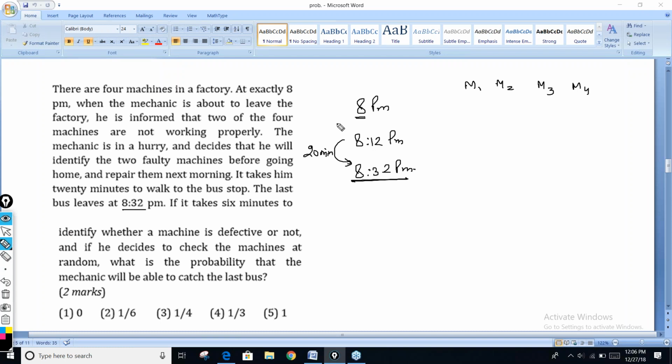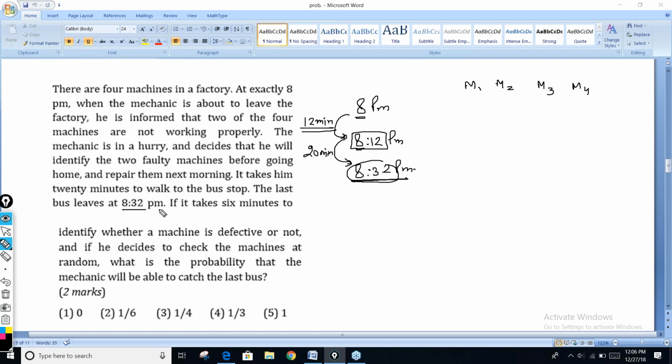So right now it is 8. He needs to leave the factory at 8:12. So how much time does he have? He has only 12 minutes. If it takes 6 minutes to identify whether a machine is defective or not, and if he decides to check the machines at random, what is the probability that the mechanic will be able to catch the last bus? So if he is to catch the last bus, he should leave at max at 8:12. Right now it is 8, he needs to leave at 8:12, so he has 12 minutes with him.